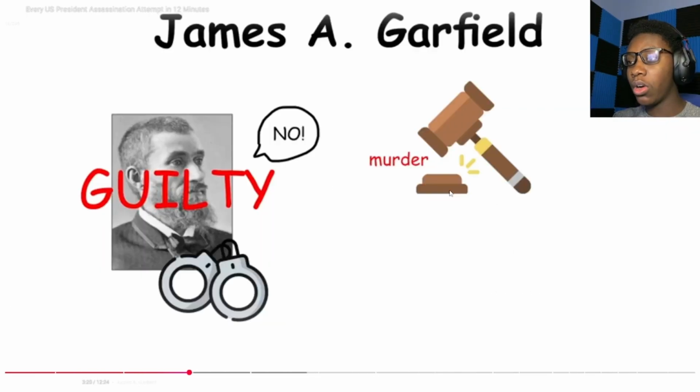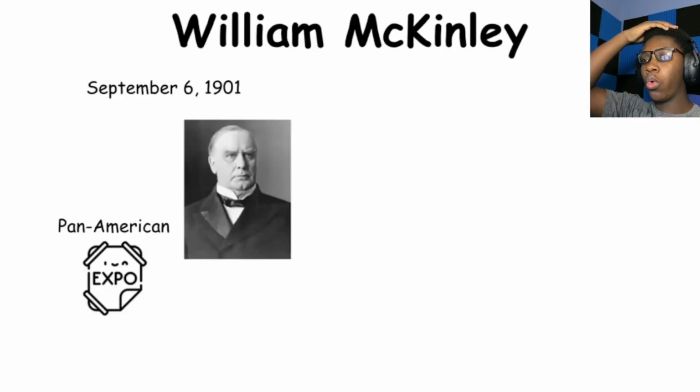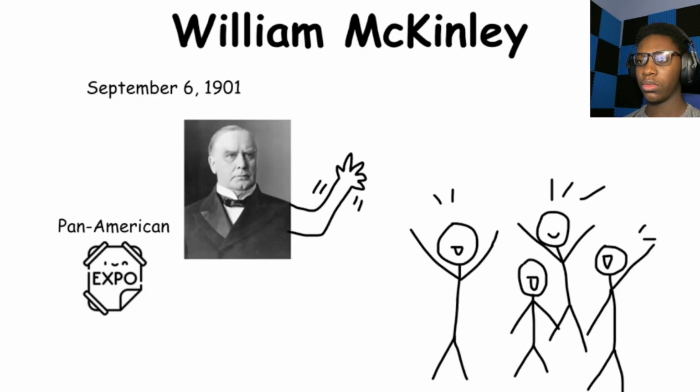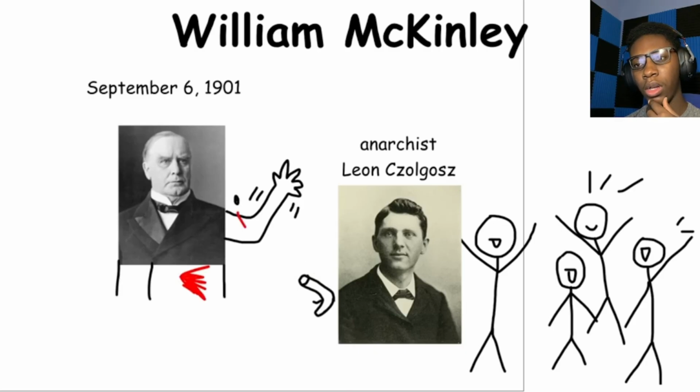He was found guilty and executed by hanging on June 30th, 1882. William McKinley. On September 6th, 1901, McKinley was attending the Pan American Exposition in Buffalo, New York. While at the Temple of Music, McKinley was greeting the public during a reception. Leon Czolgosz, an anarchist who believed that the government was oppressive and unjust, approached McKinley with a concealed pistol. Pretending to be in line to shake hands with the president, Czolgosz fired 2 shots at close range. One bullet grazed McKinley, while the other penetrated his abdomen.